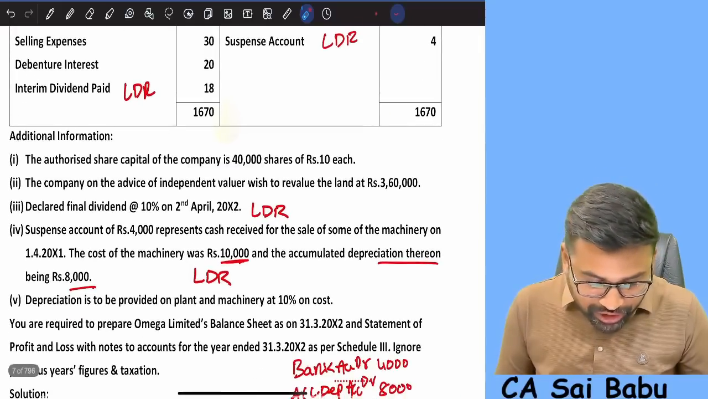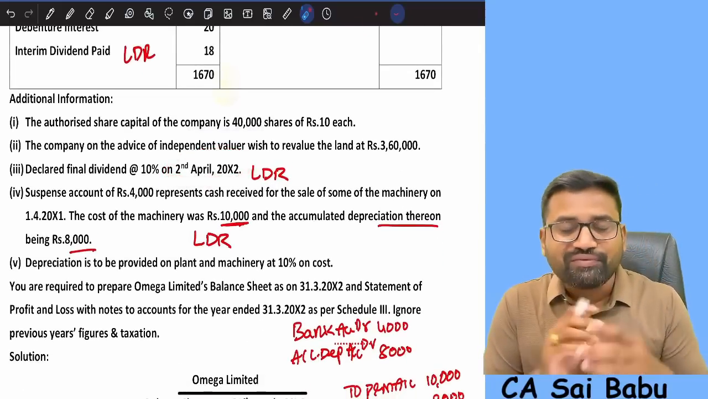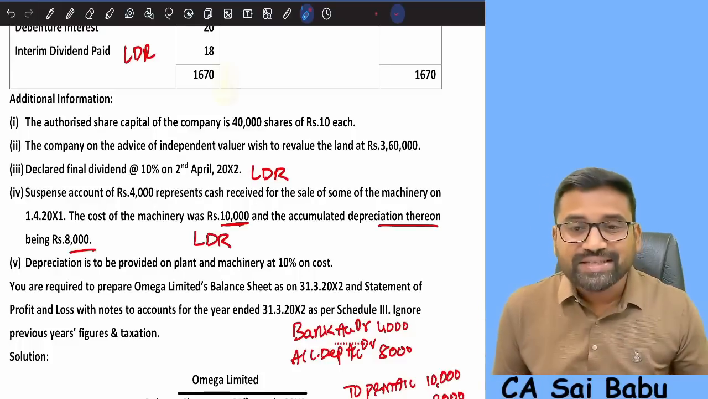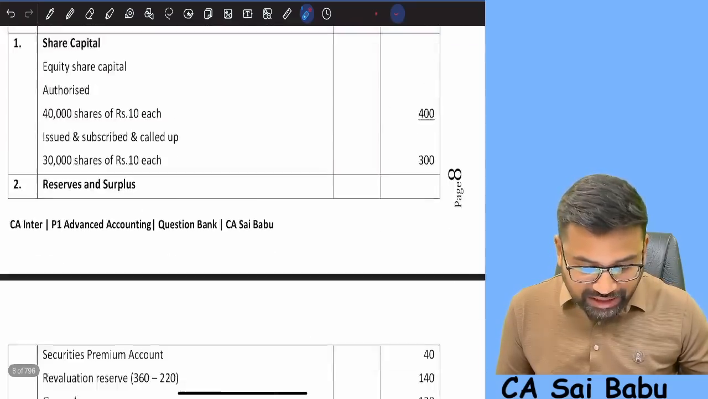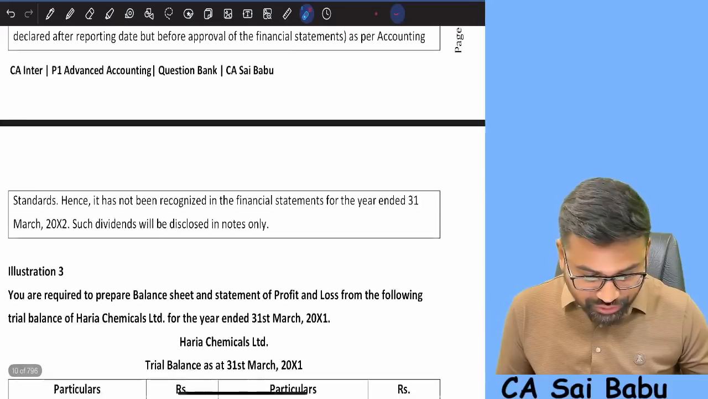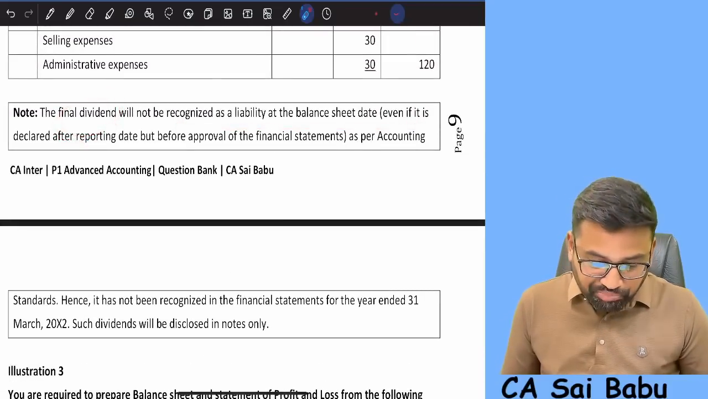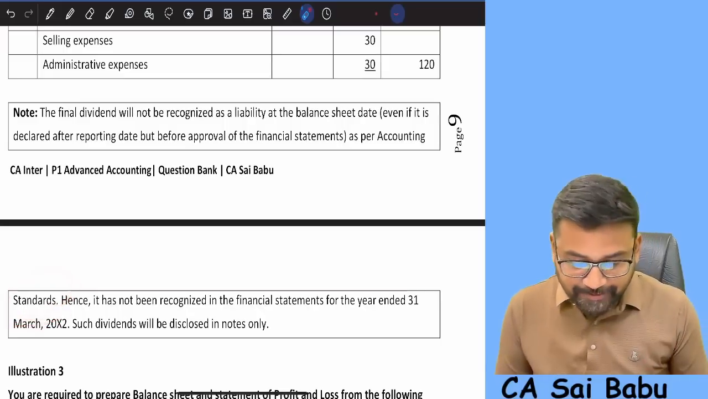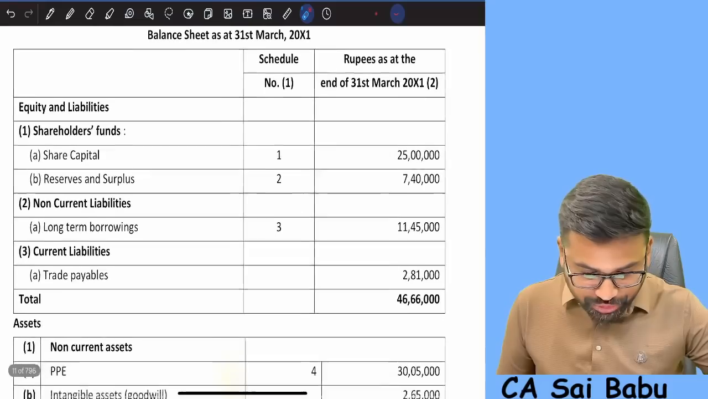And one more important point, sir, this one. Declared dividend on 2nd April. Whenever any company declares any dividend after 31st March, don't consider this as a liability because there is no obligation on the balance sheet date. So this is one point. Final dividend shall not be recognized as a liability because it is not a liability as per accounting standard. So this is problem number 2, important adjustment.